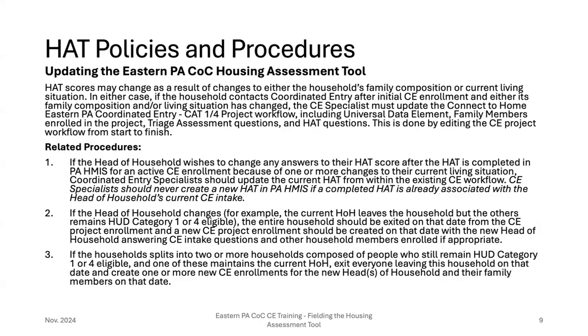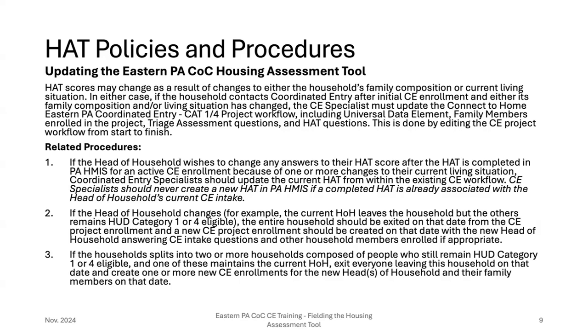Number two, and really these pretty much follow our current procedures, but we wanted to spell them out and train on them here. If the head of household leaves the family, but the rest of the family remains Category 1 literally homeless, and wants to remain enrolled in Coordinated Entry and on the By Name List, but will have a new head of household, it's likely to be that new head of household contacting Core Entry again to update their client record.